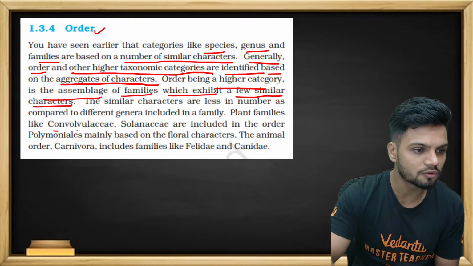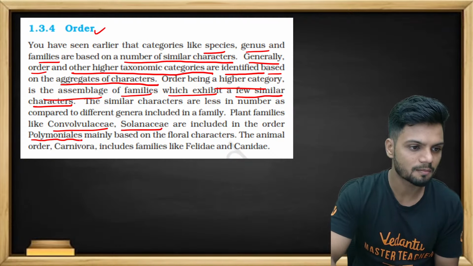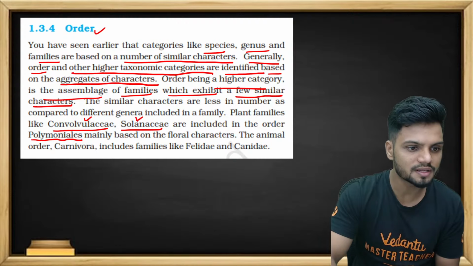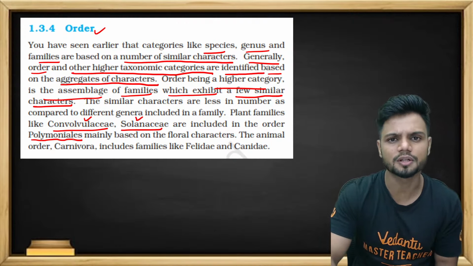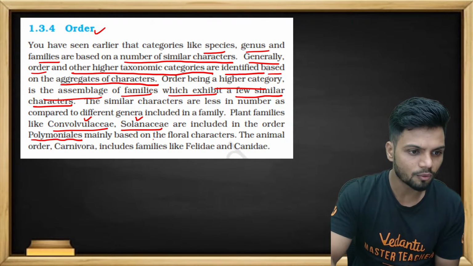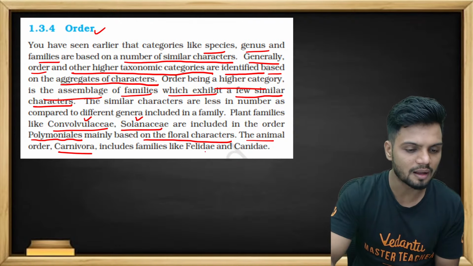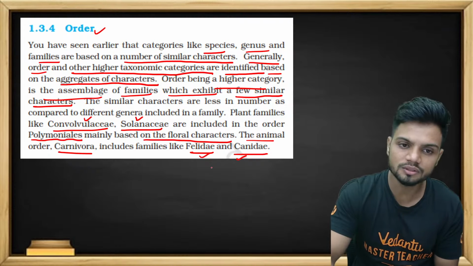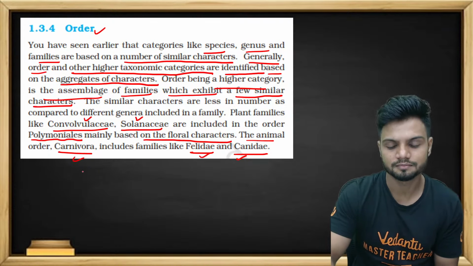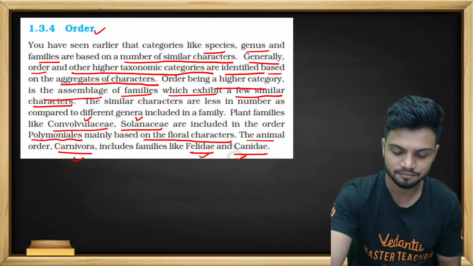Plant families Convolvulaceae and Solanaceae are included in the order Polemoniales. See, Convolvulaceae and Solanaceae both are families. They are included in the order, based on floral characters. In animals, Carnivora includes families like Felidae and Canidae. Cat family, dog family, both are included in Carnivora. So order is nothing but a collection of families.